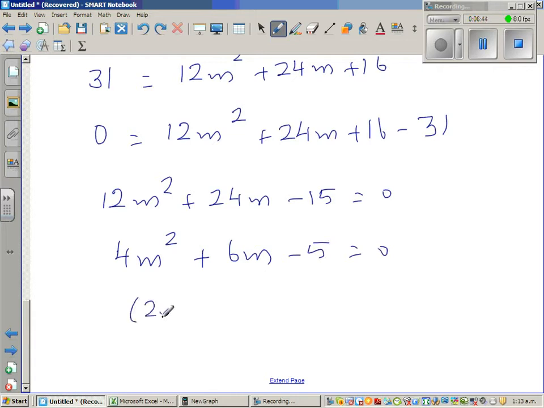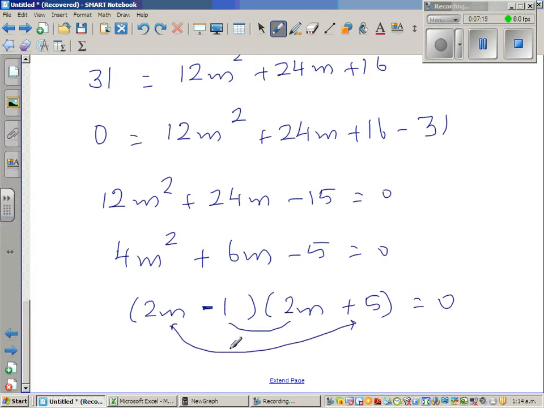So the two factors, I'll try this. There are different ways of doing this. To get 4m squared, you can have 2m and 2m, or 4m and m. I'm trying with 4m and m. I want minus 5, so I'll take minus 1 here and plus 5. Does it work? This gives me minus 2m, and this gives me 10m. So 10m minus 2m is 8m, which should be 8m after dividing by 3, and it does make sense.